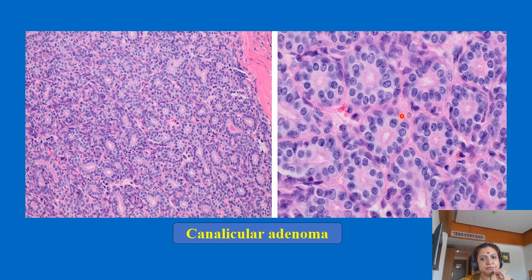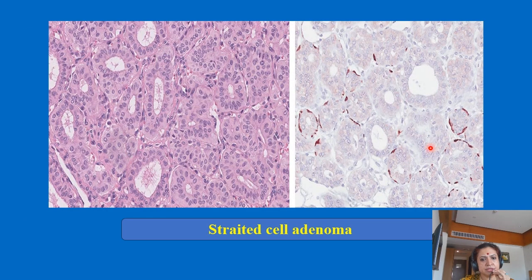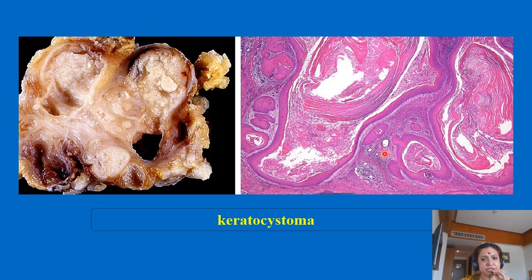And here you have striated duct adenoma. And here you have the SMA stain, where it is not seen around all of the ducts. Here, scanty SMA positive myoepithelial cells. Keratocystoma is characterized by squamous epithelium lined cysts containing lamellated keratin.